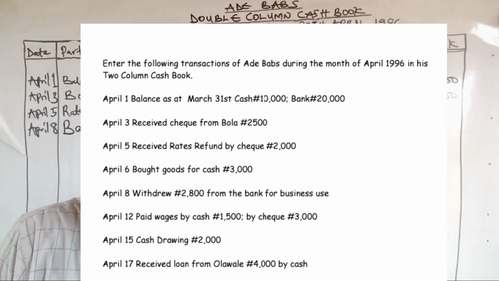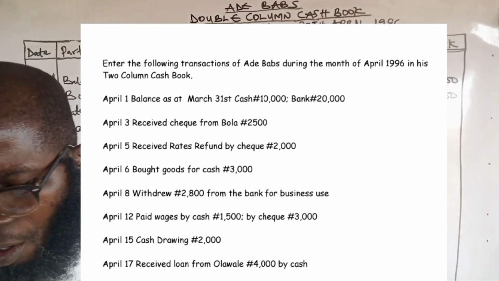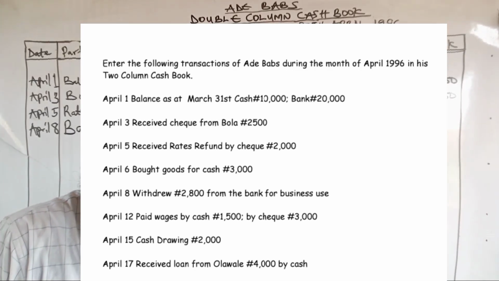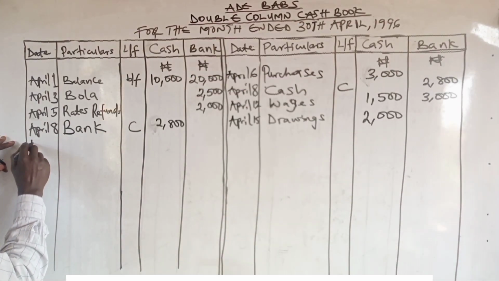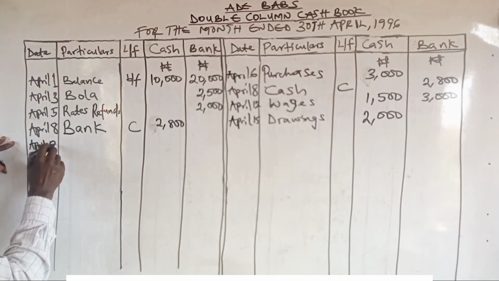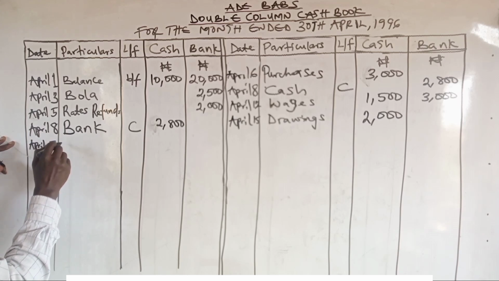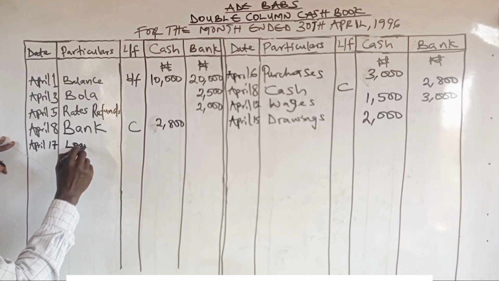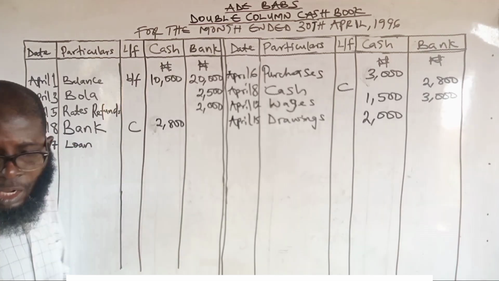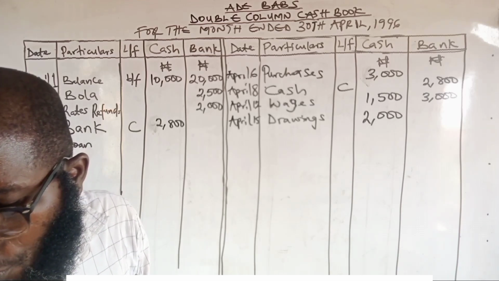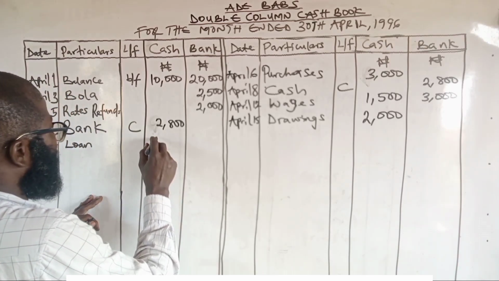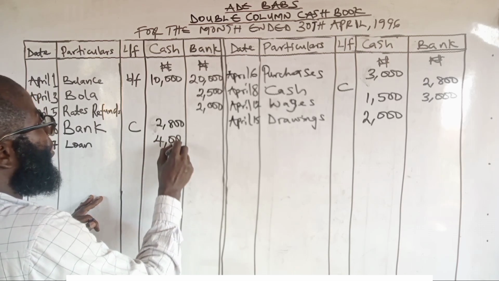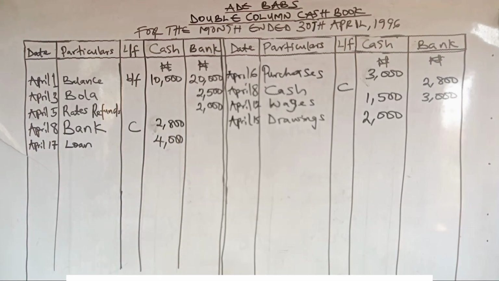Sorry. April 17, received loan from Olawale, 4,000 naira by cash. April 17, then you put loan. Then through what? The loan is through cash. Then you come here, 4,000 naira. You put it there. That is all.